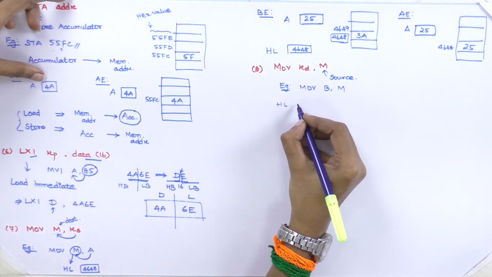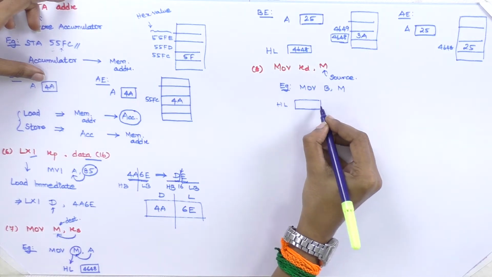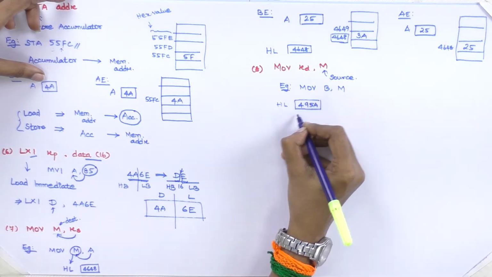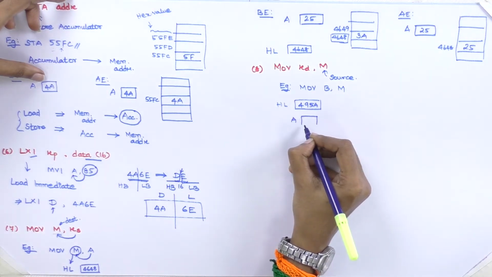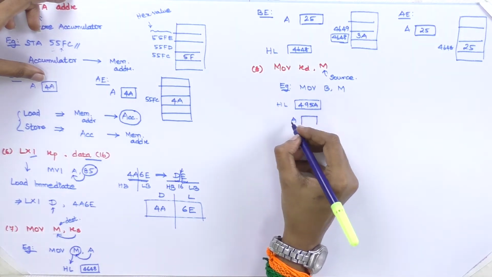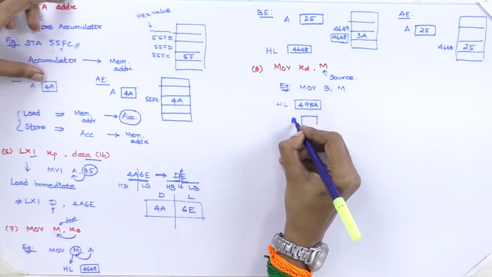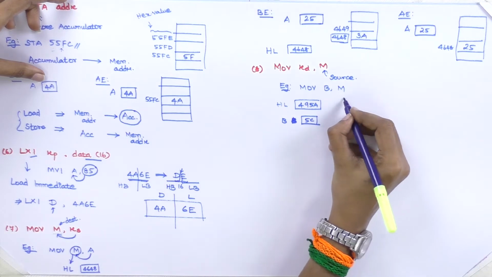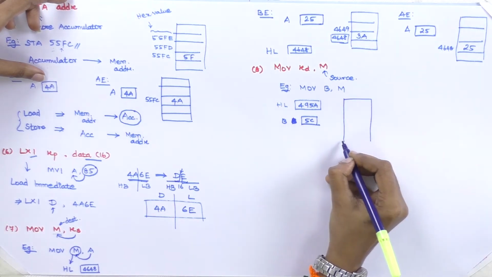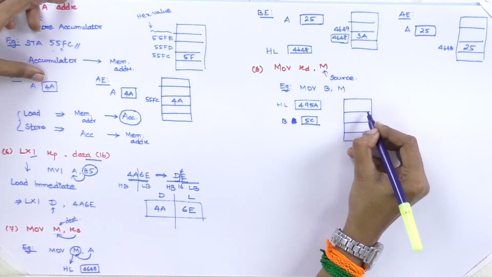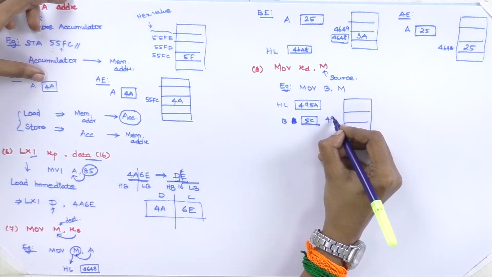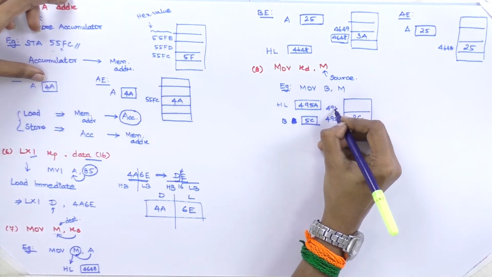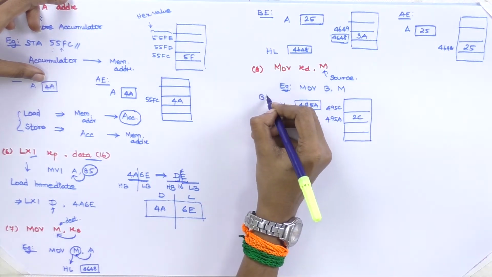So the HL value is 495A and the B value, sorry, not A value, B value. We have used the B register. The B value is 5C and the memory location 495A is having the value of 2C. So this is before execution.